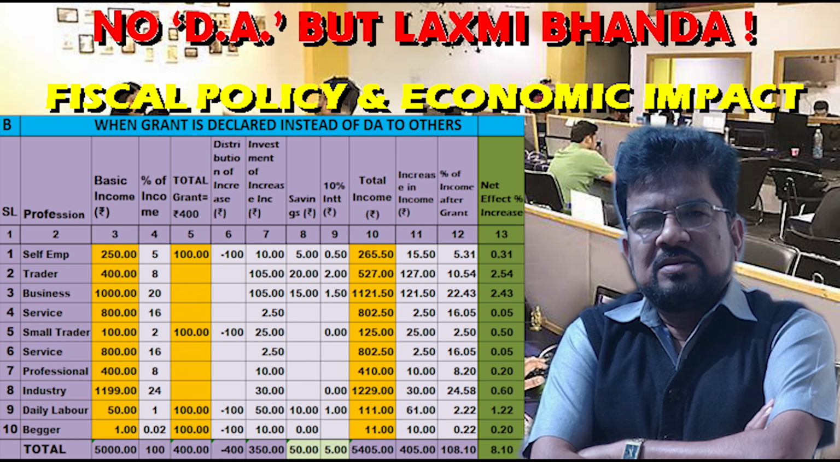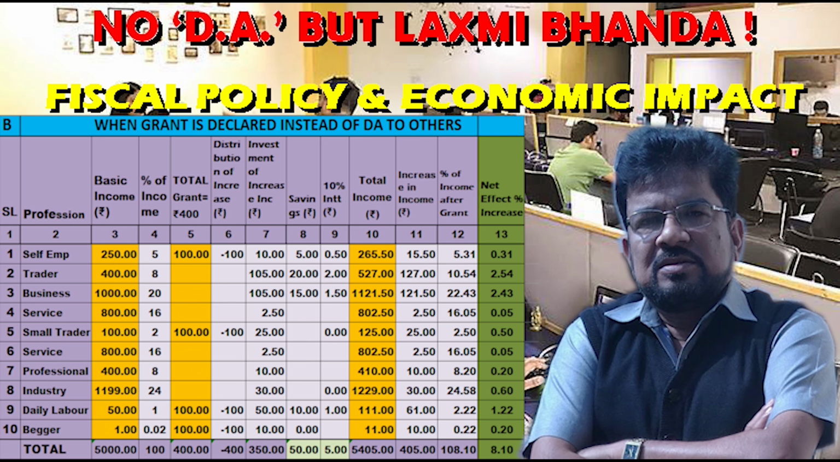Here, you notice that if a beggar or a daily labor or a small trader receives an amount from government, they will expend it on consumable goods. They will not purchase any industrialist's or any professional service. They will not gain. They will expend their money on the products or commodities of daily consumption. Therefore, the scope of savings, that is the scope of deposit to the bank, will be lesser than in case of DA declared to the service holder.